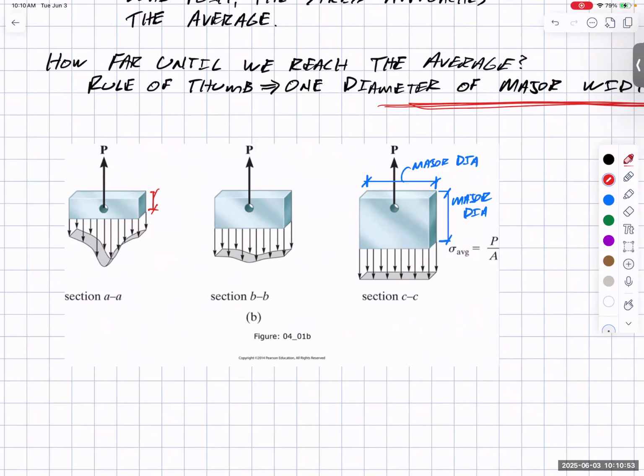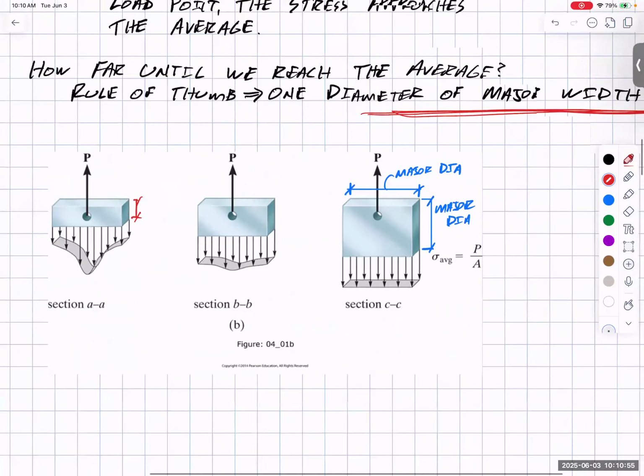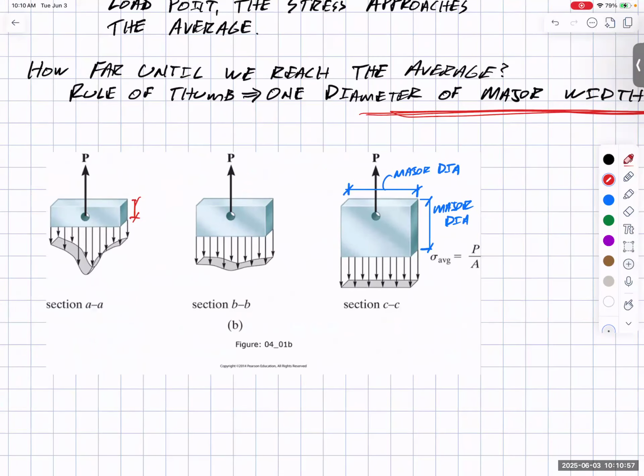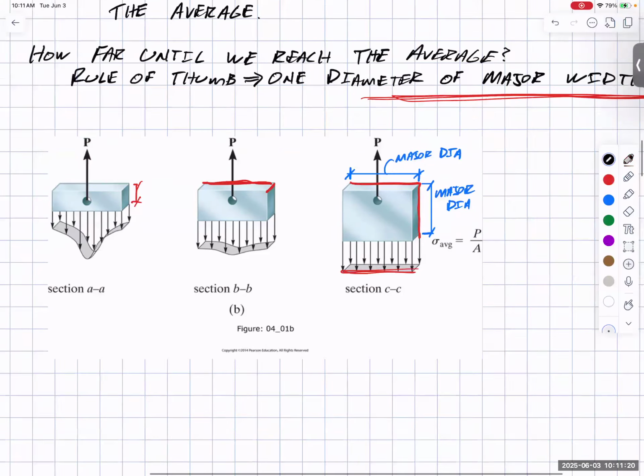And if we think about what it means when it says major width, well, there are really two widths here. There's this one and there's that one. Well, the major one would be this bigger one. So if that's how far I go down, if this is the same as that, that's when suddenly it becomes the average. So it's just a principle, no mathematical calculations here, just an idea of getting away from those stress concentrations and moving away from the point of contact.